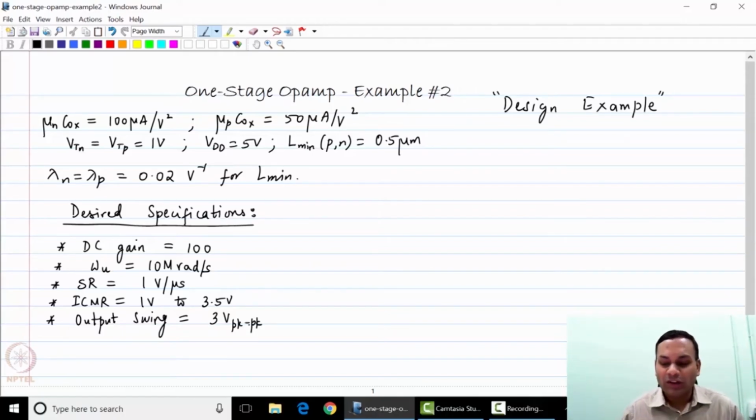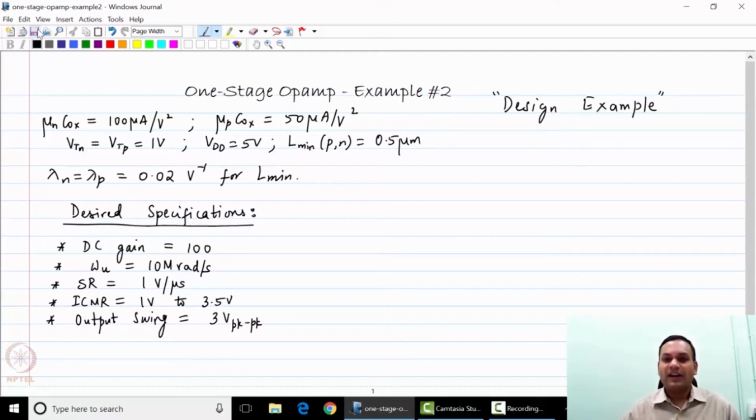So if the DC gain is more than 100, that is fine. You need a minimum DC gain of 100. You need a minimum omega u of 10 megaradians per second. You need a minimum slew rate of 1 volt per microsecond. These are the required minimum input common mode range. The common mode range can be wider if required. And finally, the output swing, minimum swing required is 3 volt peak to peak. Now, our job is to translate these specifications into a set of widths and lengths and bias currents for the transistors.